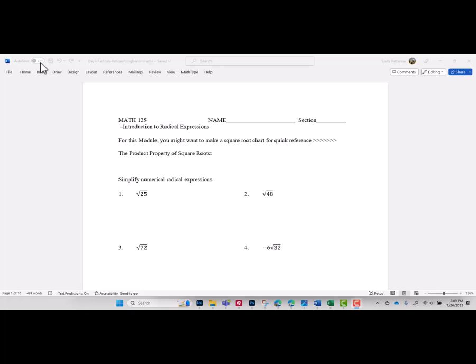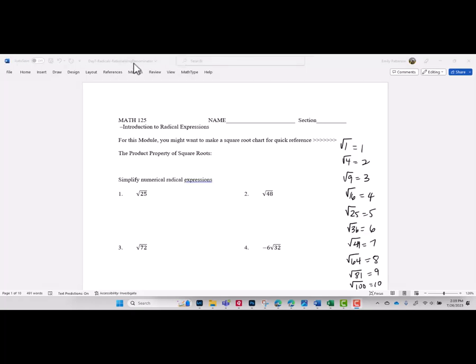In this video, we're going to talk about radical expressions, simplifying radical expressions, combining and doing simple operations with radical expressions, as well as rationalizing the denominator. So the first thing we want to do is have a quick chart of square roots for basic reference. And again, this is the idea that a square root of any number is the number times itself to get the original. So let's make that quick chart.